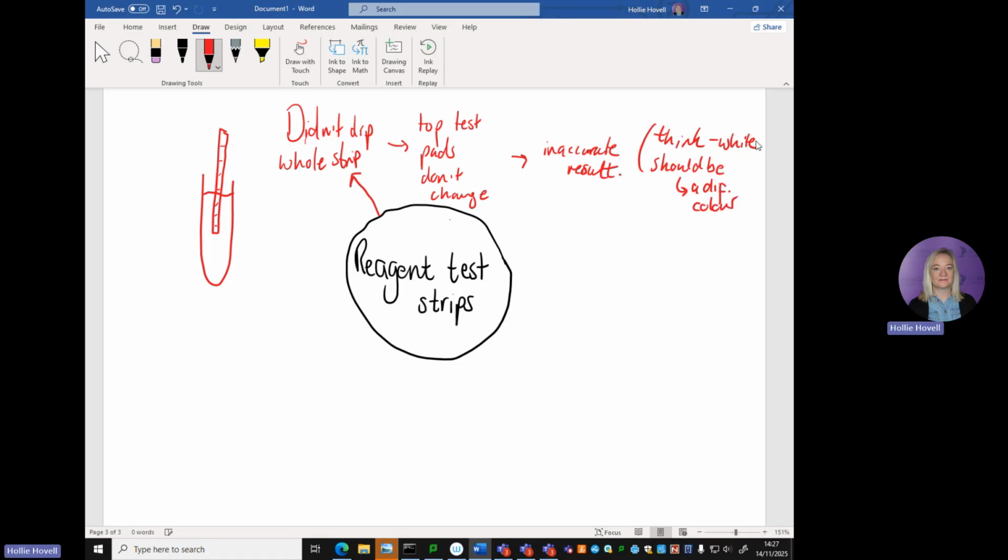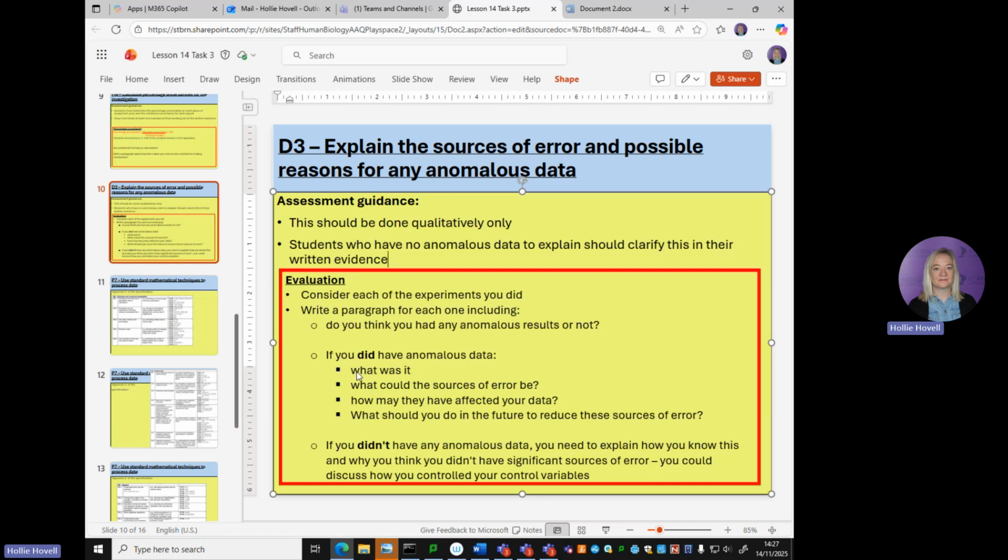If we go back to the PowerPoint, it says, what was your anomalous data? Your anomalous data could be something like, I did a reagent test strip looking for glucose. However, it said it was negative. However, when I tested for glucose using other methods such as qualitative and quantitative Benedict's, it said it did have glucose. So I think my glucose test using the test strip was wrong, for example.